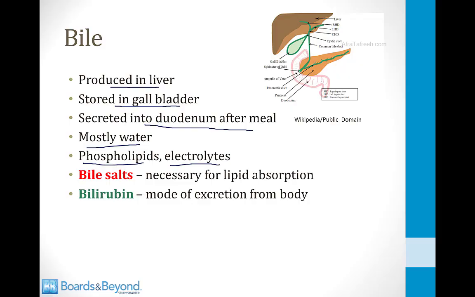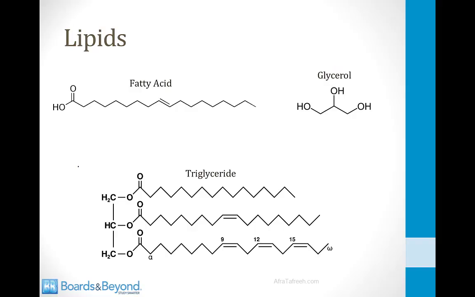And from a physiology point of view, the two most important components of bile are the bile salts, which help to absorb lipids, and bilirubin, and that's because bile is the main mechanism by which bilirubin is excreted from the body. I'll talk about bilirubin in a separate module. In this module today, I'm going to focus on bile in general and the bile salts. So the reason we need bile salts in our bile is to help us absorb lipids.